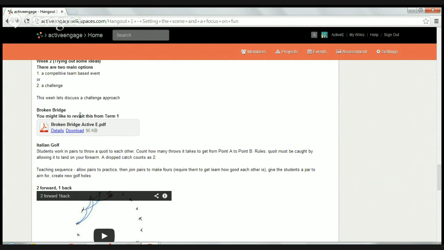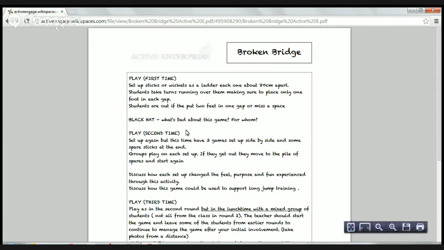Okay, so Broken Bridge. Broken Bridge is one of the task cards. If you guys have seen it, basically you set out wickets so that they're like a ladder, and a group take a turn to run and put 1 foot in each gap and wait at the other end. If you are the last person and you successfully jump through all the spaces on the ladder, you get to shift one of the wickets so that one of the gaps becomes bigger and the line becomes a little bit longer.